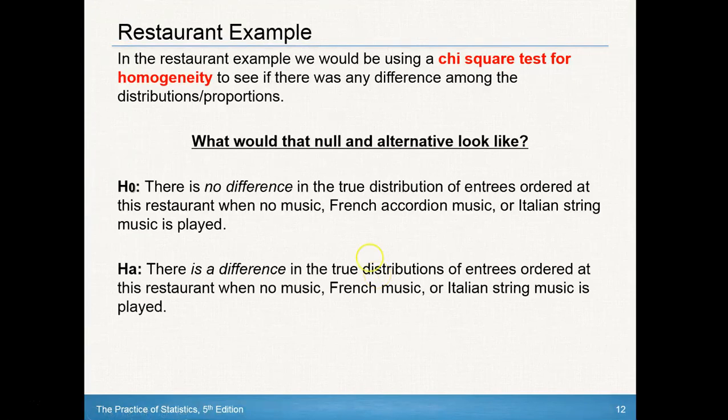Now for this one, we are going to use the Chi-square Test for homogeneity because we're checking to see if there was any difference among the distributions. Just take a look at what the null and alternative would look like in context. There's no difference among the distributions of entrees ordered when there's no music, French music, or Italian music. And the alternative is that there is a difference.